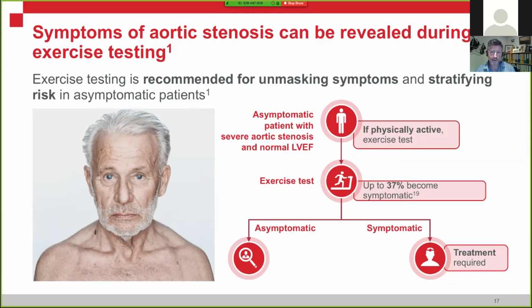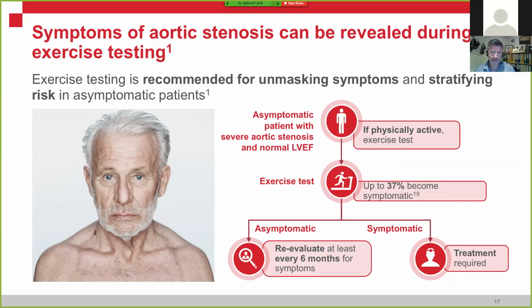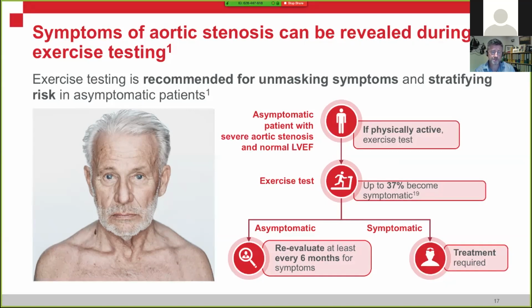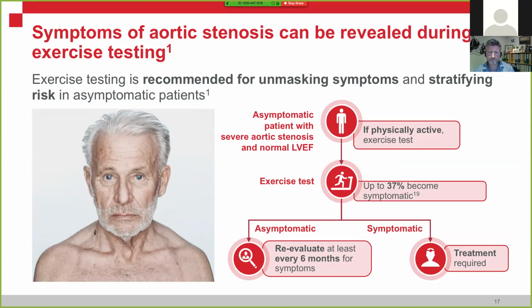If they're truly asymptomatic with a good workload on the exercise test, then it's probably reasonable to keep evaluating these patients through a surveillance program every 6 months in terms of assessing not only the functioning of their valve, but more importantly, any change in symptoms, as well as being very, very aggressive in terms of managing their risk factors, whether that be the hypertension, smoking, or other risk factors.